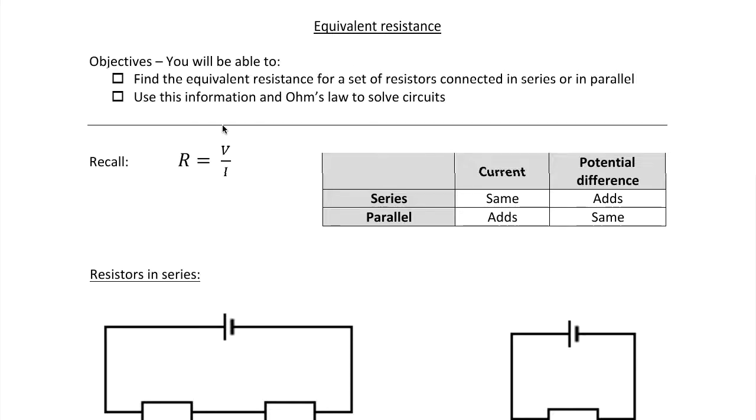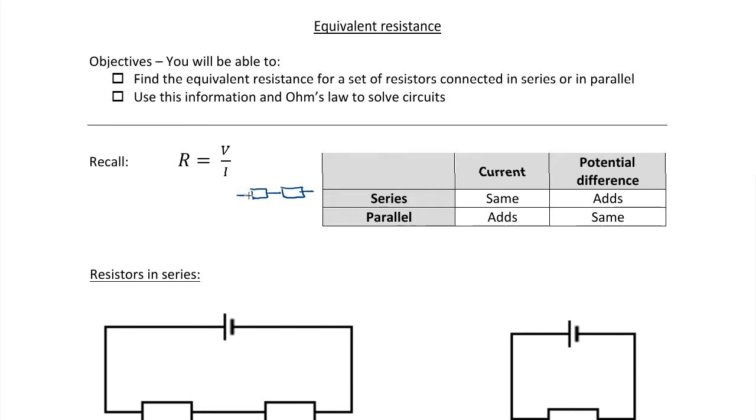This lesson's on equivalent resistance. First, let's remember that resistance is defined as the ratio of potential difference across to current through a resistor, and also that when we have resistors in series, the current through the two resistors in series here is the same because there's nowhere else for the charges to go, and the potential difference across them adds.